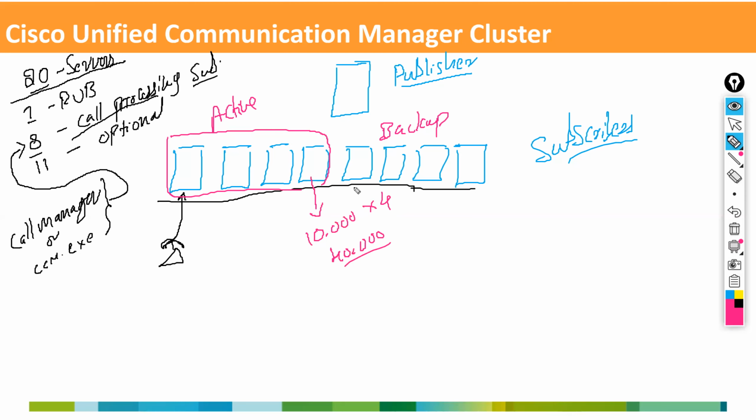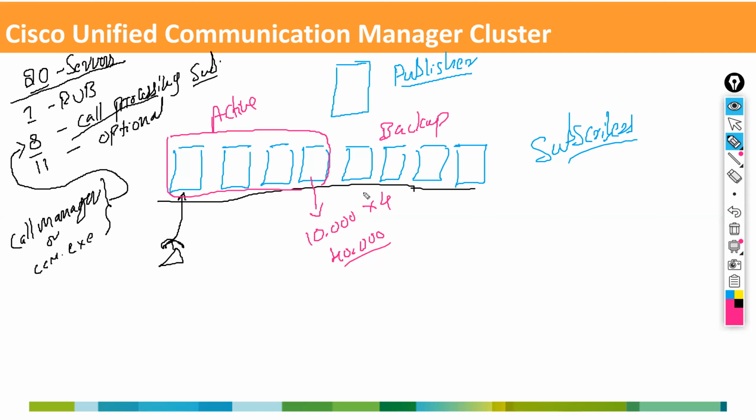So on the first day, if you are asking any doubt, is it possible to explain all these things? That's all. Clear? So on one single server, maximum 10,000 IP phones can be registered. 4 active servers we have, so 10,000 into 4, 40,000. In one single cluster, maximum 40,000 IP phones can be registered.